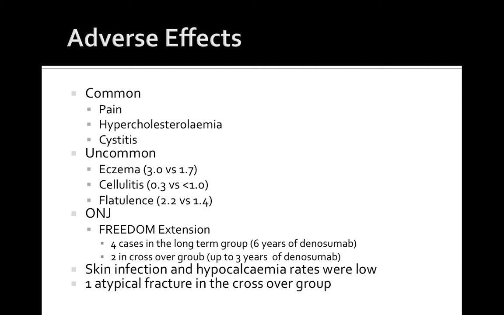So osteonecrosis of the jaw is an interesting area. So the Freedom Extension trial, fortunately weren't a lot of cases. So there were 4 cases in the long-term group who had 6 years of denosumab, and there was 2 in the crossover group. So skin infection hypocalcemia rates were low, but there's also one atypical fracture in the crossover group. So the more information that's coming out of denosumab, we're seeing similar side effects that we see with bisphosphonates as well. So these may be actions that are a problem with anti-resorption in general rather than just one drug or another.